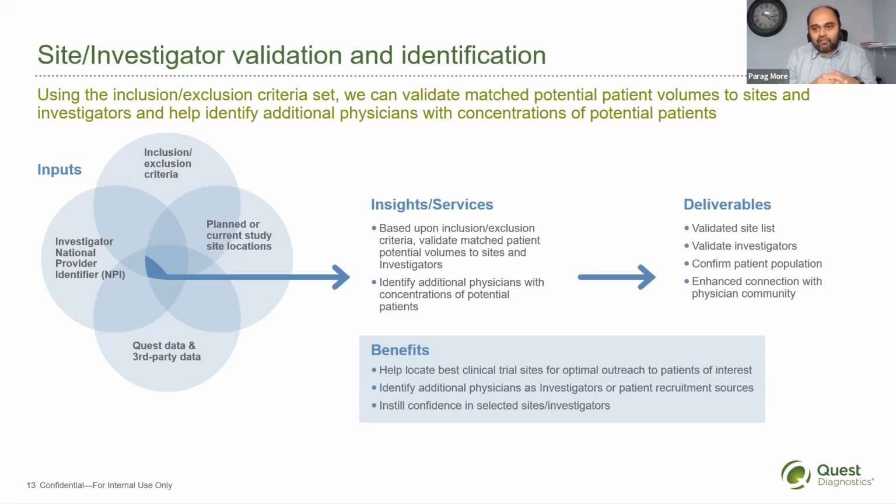So we often say that in the trial and design phase, we support and I recommend that you make sure you validate your site list, the investigators, make sure that the relevant patient population is confirmed where you're trying to run your campaigns, right? And make sure that we establish the connections with the physician community, the primary care physicians, and the outpatient practices, which are traditionally not anchored or aware of the trials that are going on.